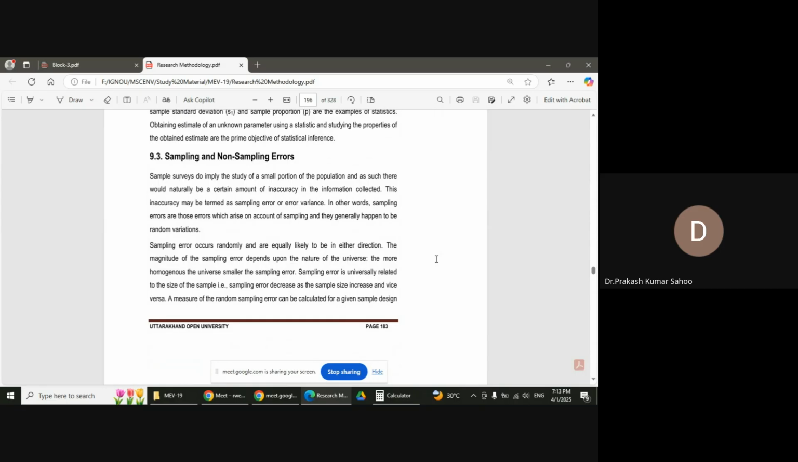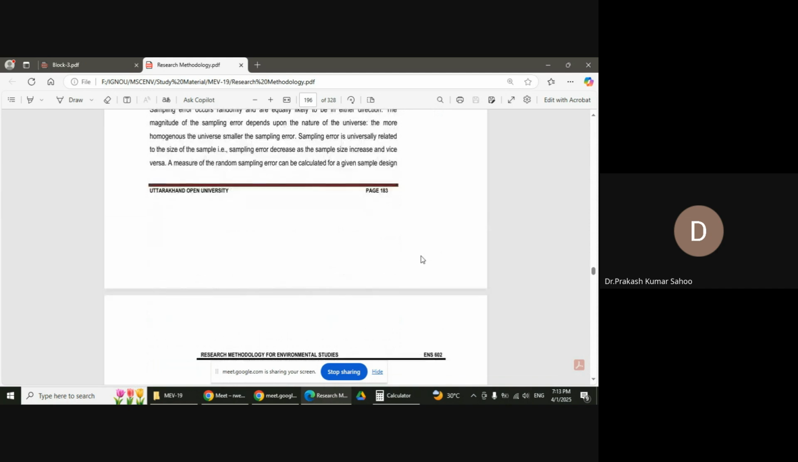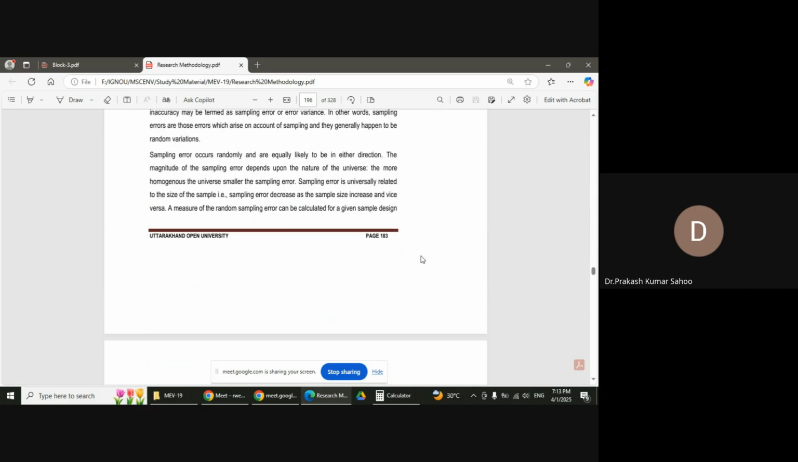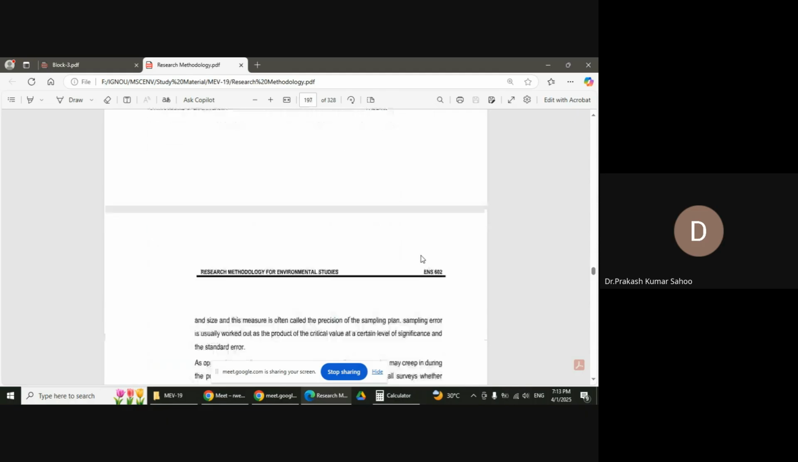So during sampling, some unintentional errors may come, and if it is inaccurate, then we have some error which is known as sampling error or error variance. Sampling errors occur randomly and are equally likely to be in either direction. Just go through these things.